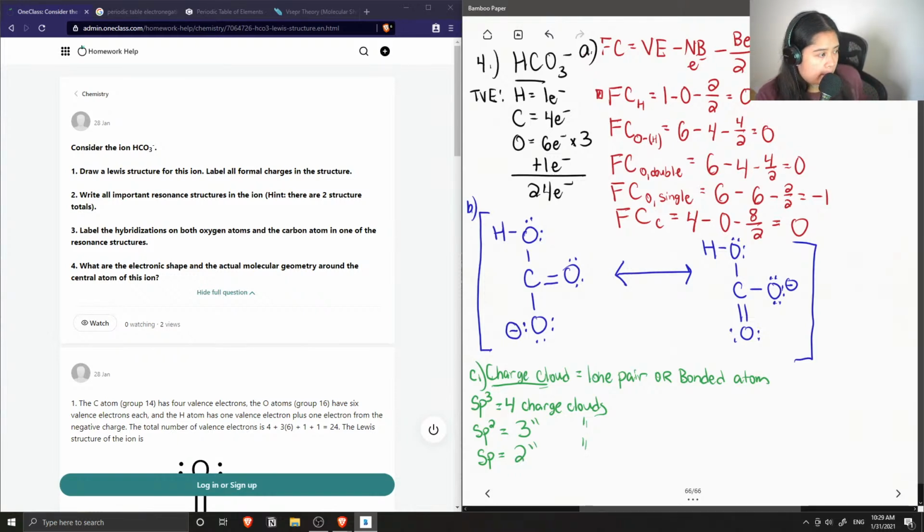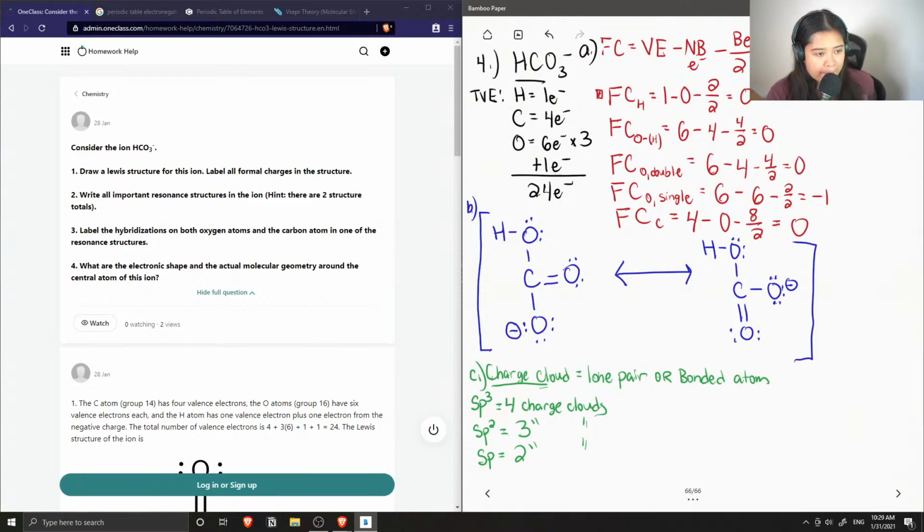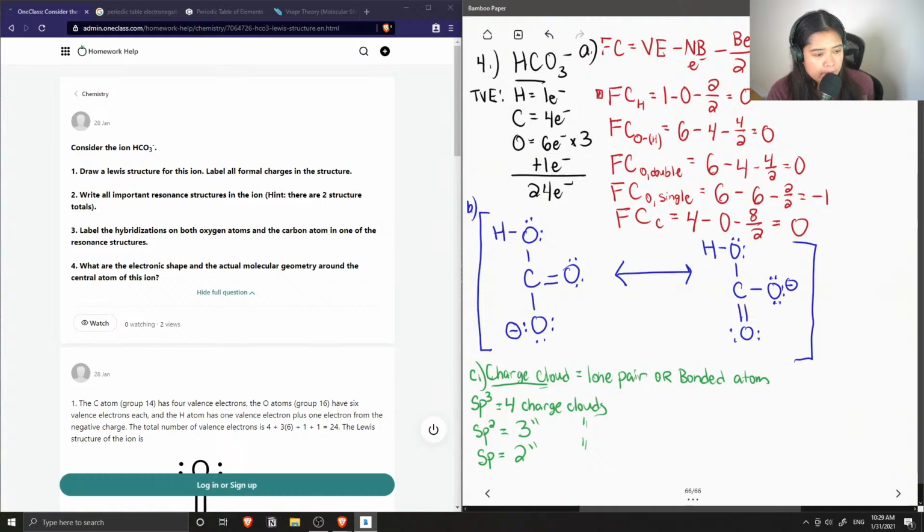So now we need to label the hybridizations of each of the atoms. So first, let's look at the single bonded oxygen with the hydrogen. It has 2 bonded atoms and 2 lone pairs. So this makes 4 charge clouds in total. So this is sp3. And the carbon only has 3 bonded atoms. So the carbon is sp2 because it only has 3 charge clouds.